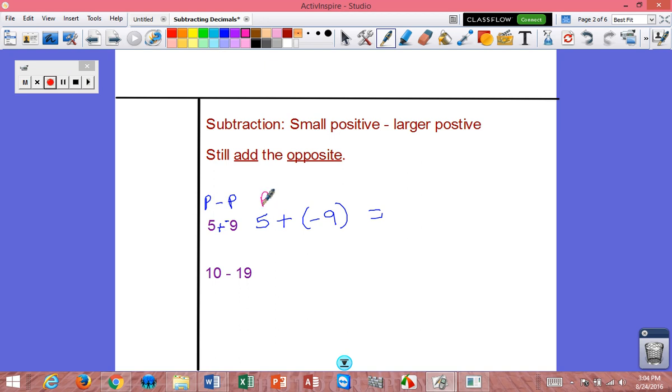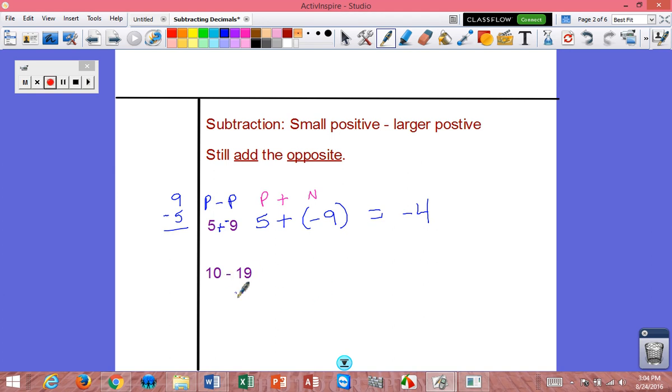Alright, so now I have a positive plus a negative instead. So we're really just going to subtract the numbers. 9 minus 5 is 4. And if we were actually working out 9 minus 5, 9 would be the higher number. It is negative here, so our answer must be a negative 4.